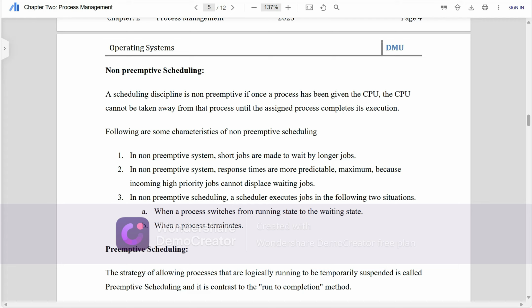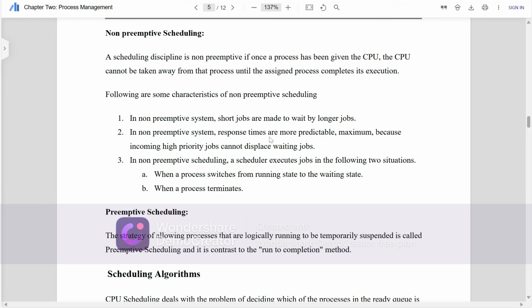So non-preemptive scheduling is also called run to completion. If a given process is accessing the CPU, it runs until the end of its execution. That means in non-preemptive scheduling, there are no interrupts. Following are some of the characteristics of this kind of scheduling.